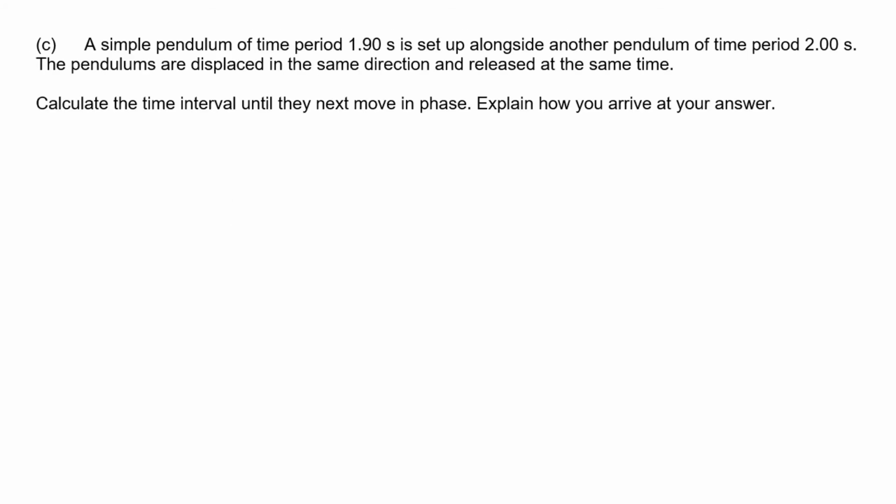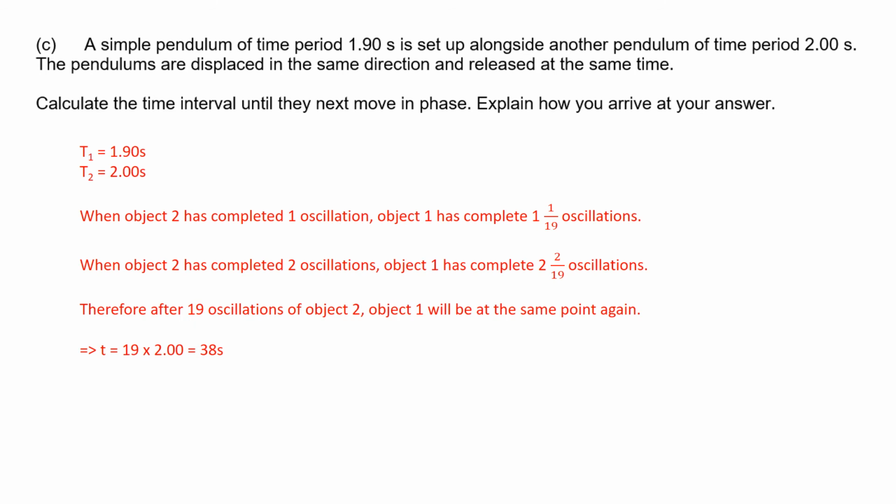Okay, so a simple pendulum of time period 1.9 seconds is set up alongside another pendulum of time period 2 seconds. The pendulums are displaced, I think it should be pendula actually, but anyway, in the same direction and released at the same time. Calculate the time interval until they next move in phase, explaining how we arrive at your answer. So I'm going to show you how I thought about it.